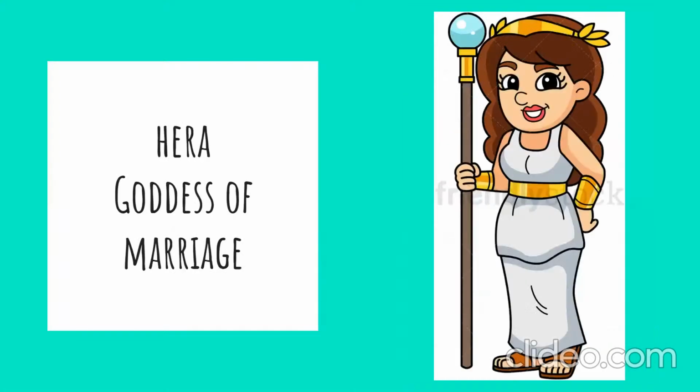Next, we have Hera. She's the goddess of marriage. She's the queen of all the gods and goddesses, and she is the wife of Zeus. Hera likes to create trouble all the time. Okay, I'm going to be telling you a story in the upcoming classes about Hera, about how she creates trouble for everyone all the time.